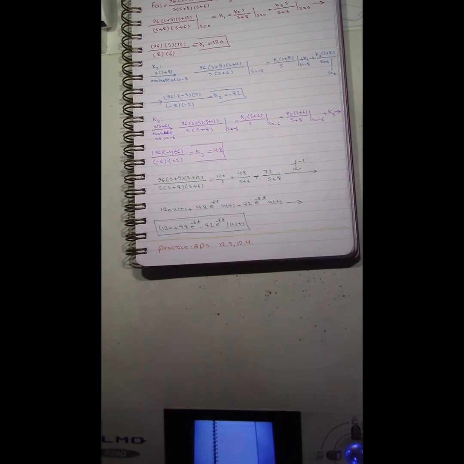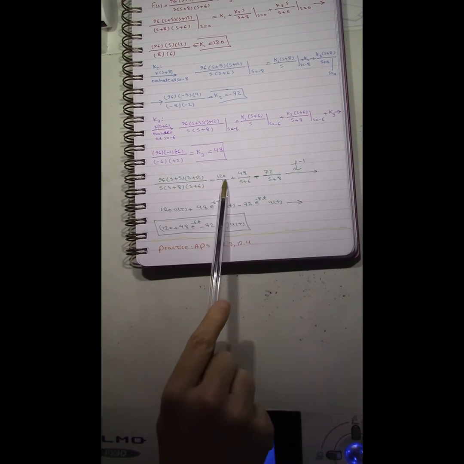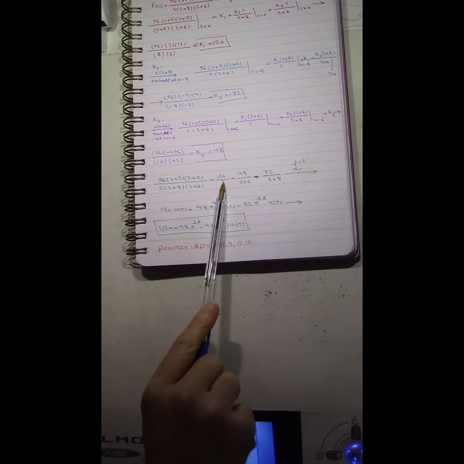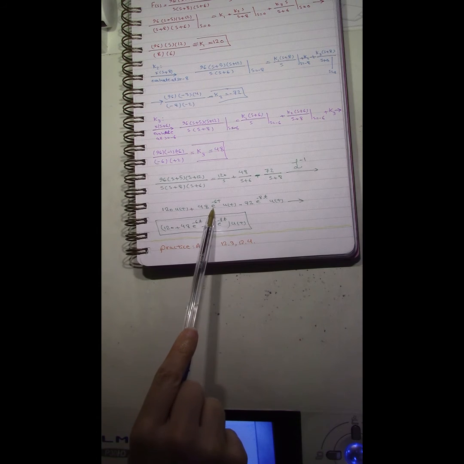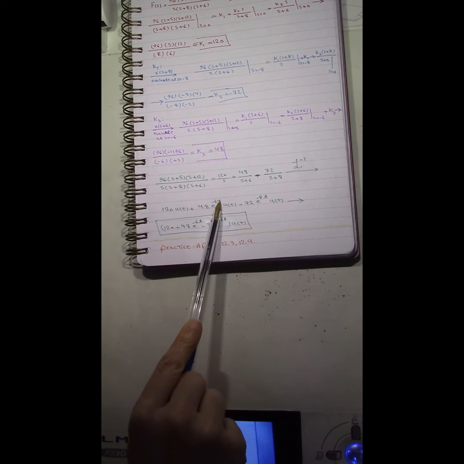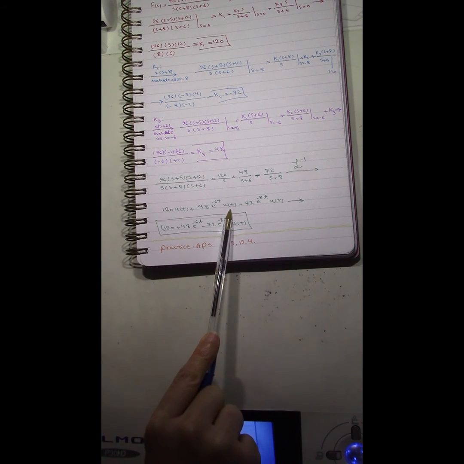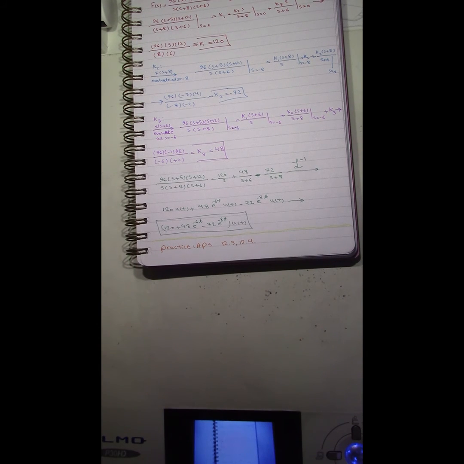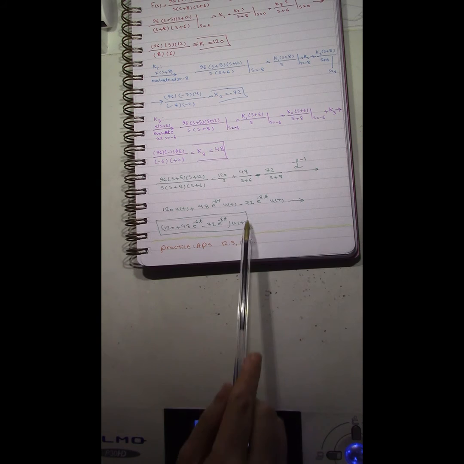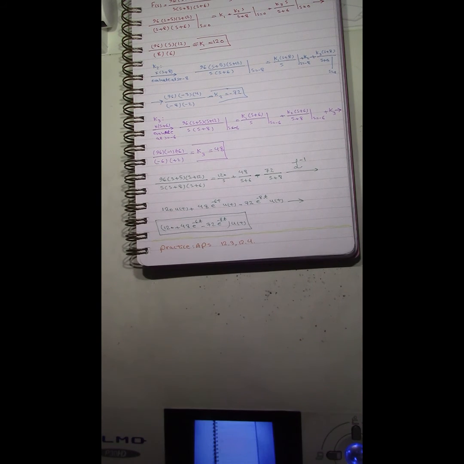So get the inverse Laplace transform. 120 over S is 120 times u(t), plus 48 times e to the minus 6t times u(t), minus 72 times e to the minus 8t times u(t). So that is the final answer.